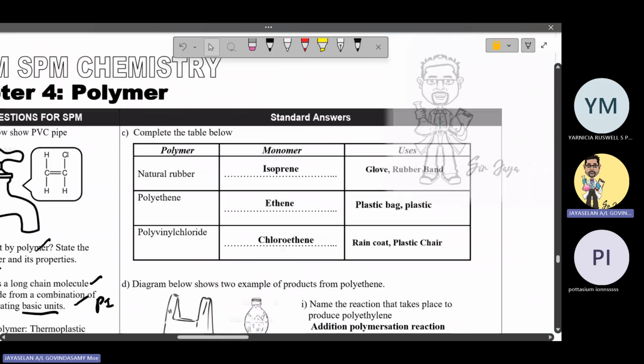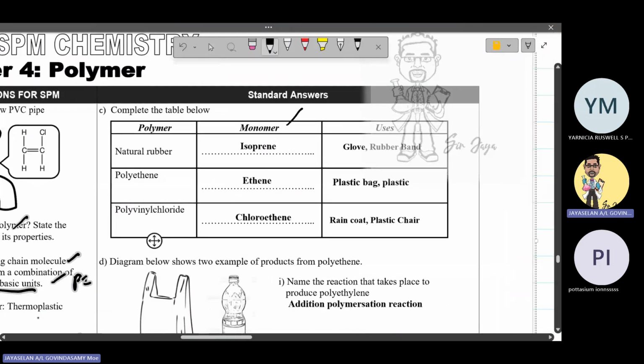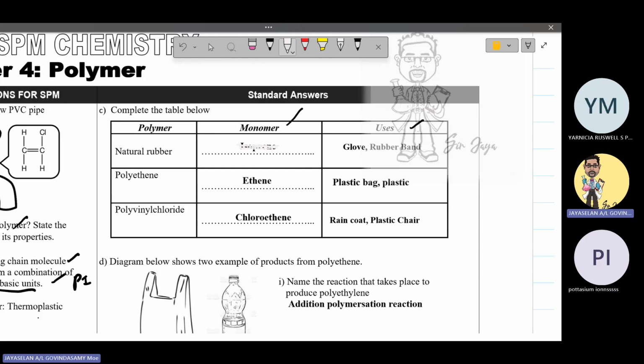Okay, so you see this question. Natural rubber, they want the monomer and uses. In the exam, you will see this one empty, and you have to write everything. So I write natural rubber. If they ask for the monomer, you just write down isoprene. Then uses: glove and rubber band. You already scored 2 marks.